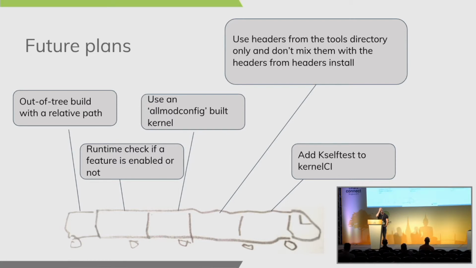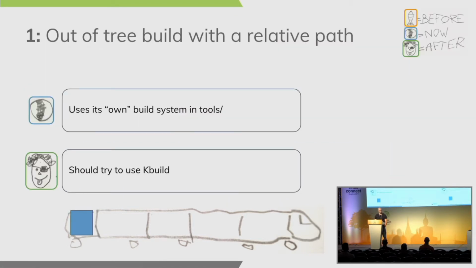So, future plans. Would like to try to get Kselftest to be built with a relative path. Actually, I'm not sure if it works with an absolute path either now, since I think I broke that when I did the fix for headers install. But that's something I need to fix as well.